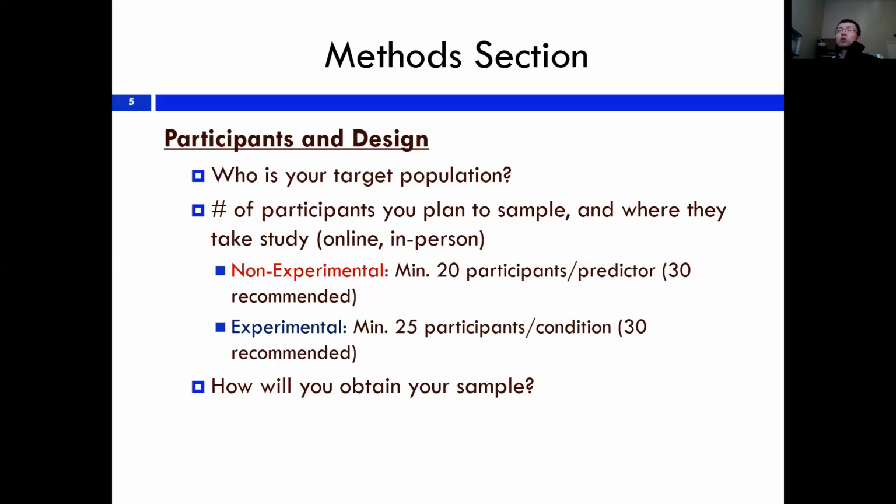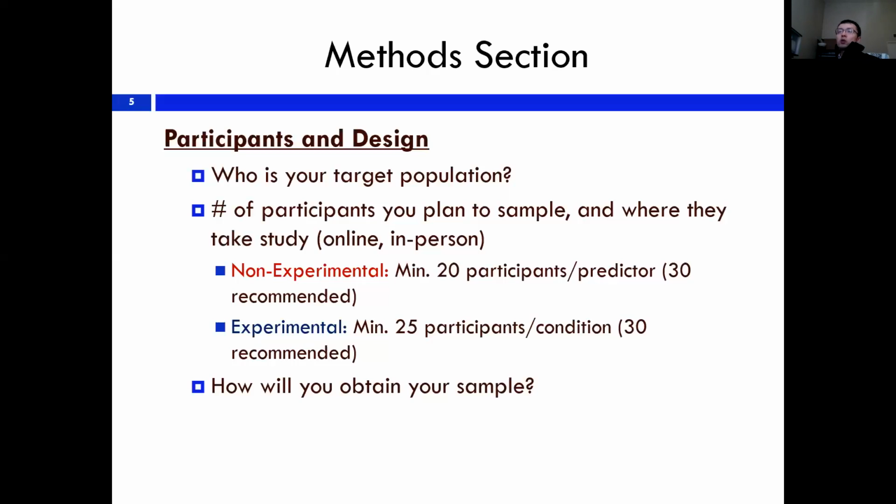You have a control group and an experiment group. So here in this sense, the total sample would be 25 times 2 equals 50 participants. However, I also would encourage you to have more participants, as the more participants you have, the more power you will have to detect the effects of the IV on the DV. So you definitely want a bigger sample to start with. So 30 per condition is recommended. If you have two conditions, that will be 30 times 2 equals 60 participants in total.